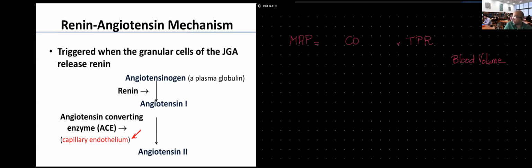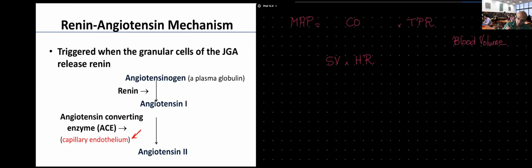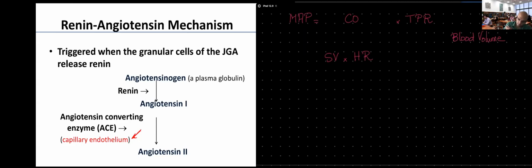And how did we calculate the cardiac output? This is the amount of blood that you pump per beat times how many beats per minute, which is my heart rate. Stroke volume times heart rate. All right. So mean arterial pressure is going to be affected by all those factors.